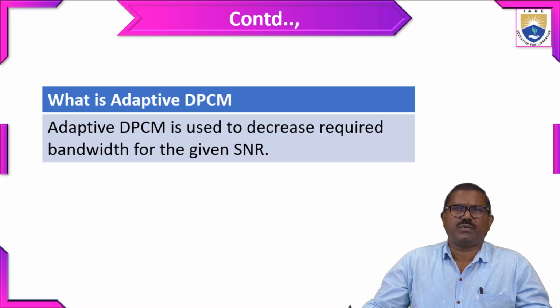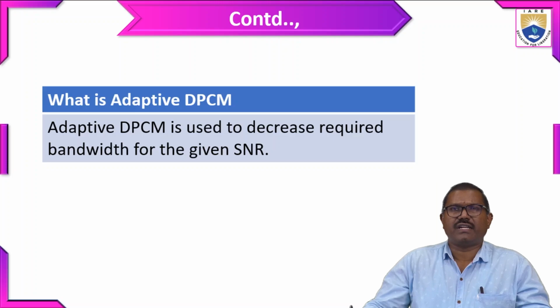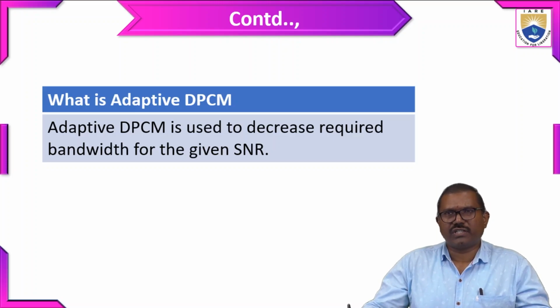What is adaptive DPCM? DPCM is differential pulse code modulation. Adaptive differential pulse code modulation is used to decrease the required bandwidth for a given SNR.